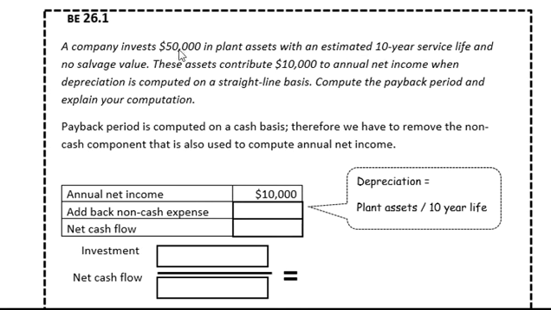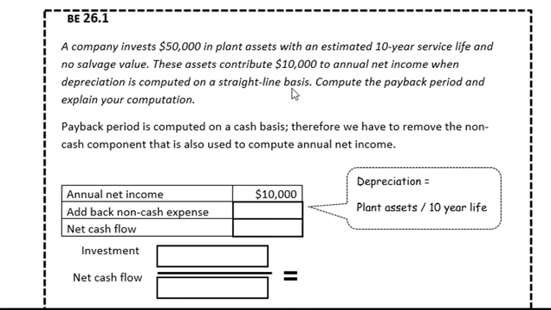It says the company invests $50,000 in plan assets, and those plan assets have an estimated 10-year useful life. They have no salvage value at the end of their useful life. These particular assets that we're going to invest in will contribute $10,000 of annual net income. Now remember, I'm saying annual net income, so that means accounting income. And it'll contribute $10,000 of annual net income when depreciation is computed on a straight line basis. So that implies that depreciation is part of the net income calculation at $10,000.